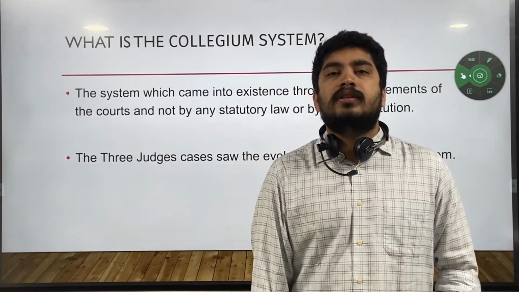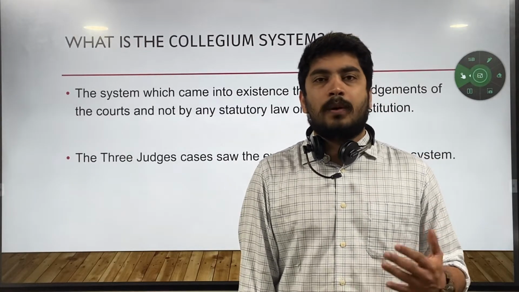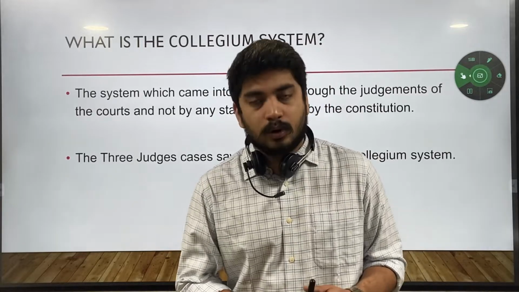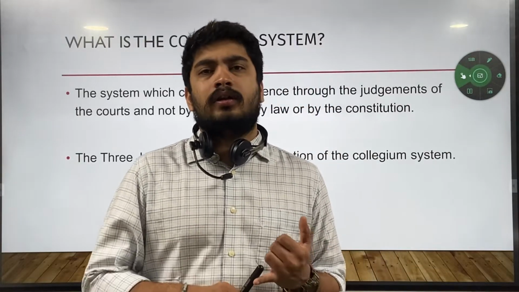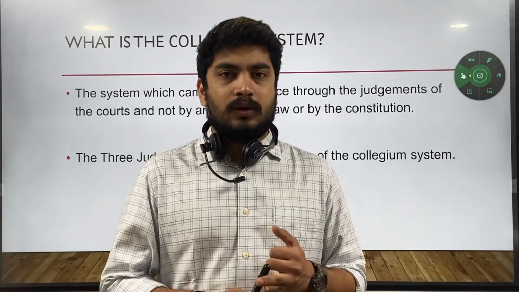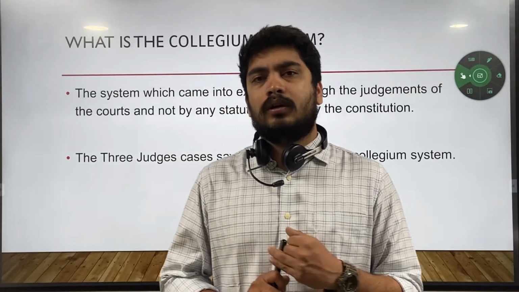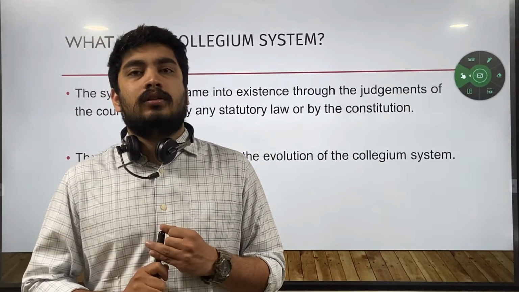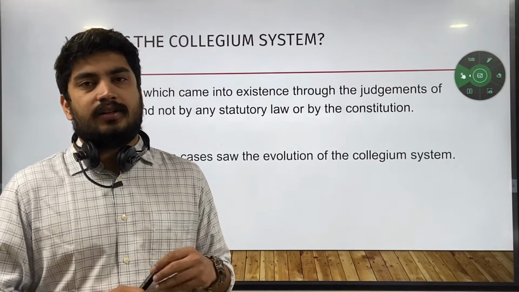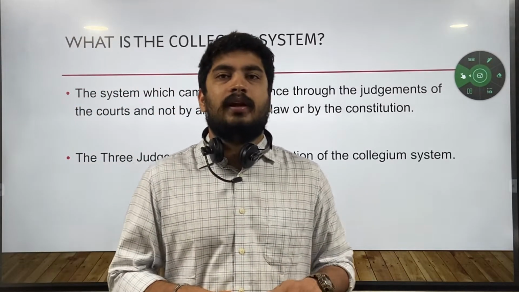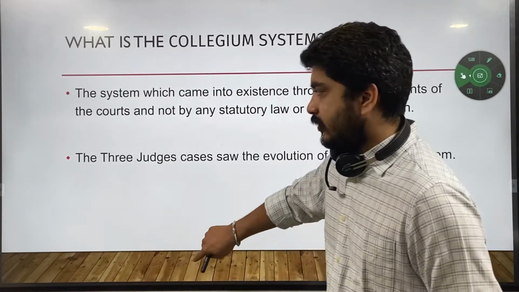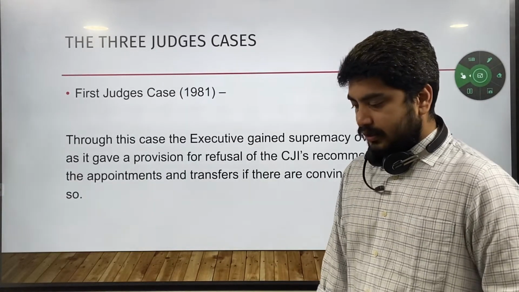The Collegium system, as you all know, is used to appoint the judges to the Supreme Court and the High Court. So how did this get originated? Was it by the Parliament? Did it pass a law regarding this? No. Was it by the Constitution? No, neither of this. But through the judgments of the Supreme Court. So the famous three judges case played a huge role in the evolution of the Collegium system. So let us see in detail what are these three judges cases.